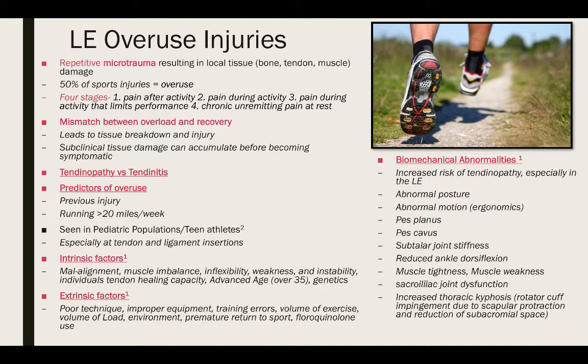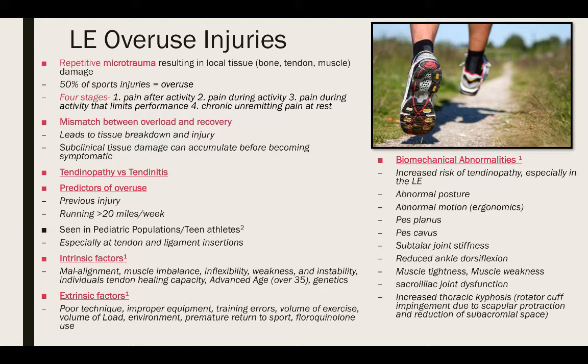For lower extremity overuse injuries, there's intrinsic factors, so malalignment of bones and joints, muscle imbalances, inflexibility, weakness and instability, the tendinous healing capacity, and advanced age, which I'm very sorry to tell you is over 35, so clearly I am at an advanced age. But as we get older, our tendons and ligaments have a harder time healing, and so that puts us at a disadvantage when injuries occur or when we do these high load type activities. And genetics play a factor in this as well. People who have hypermobility syndromes or other kinds of tendon issues could have a harder time healing.